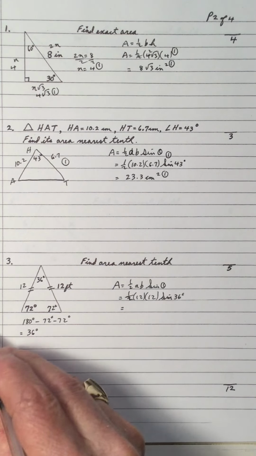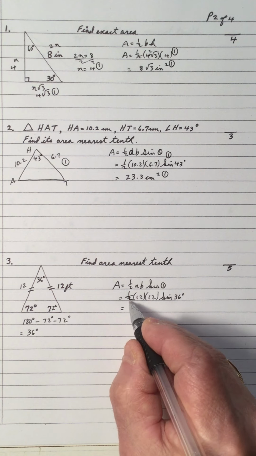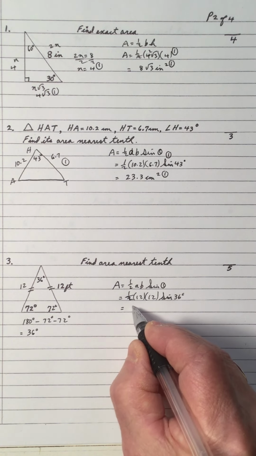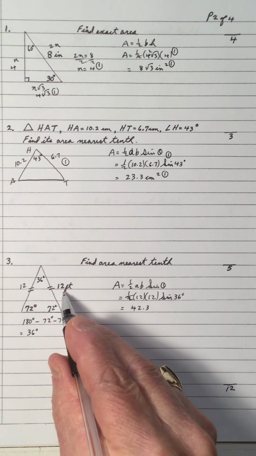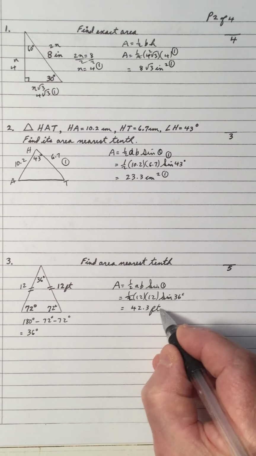And if you plug that into your calculator, a half times 12 times sine 36, you get 42.3. And the units are feet, so the area is square feet.